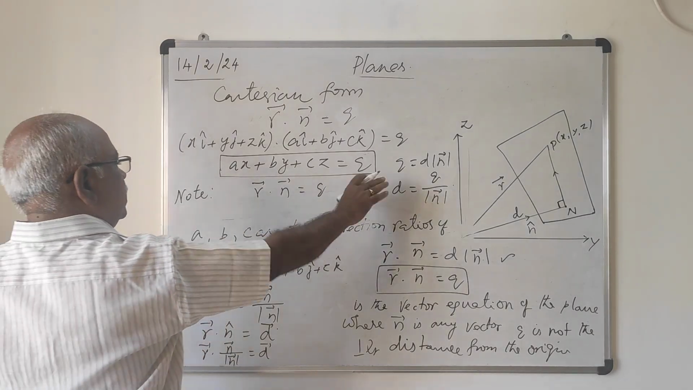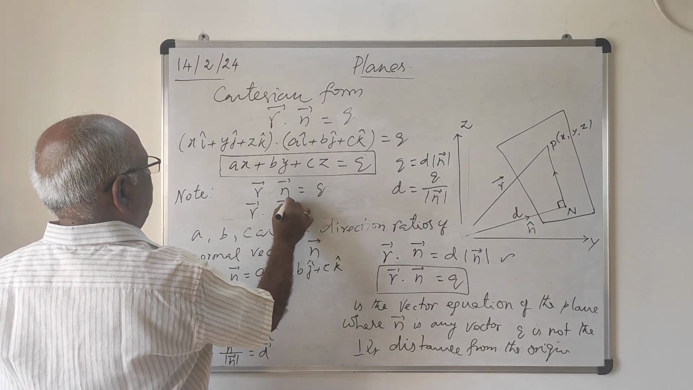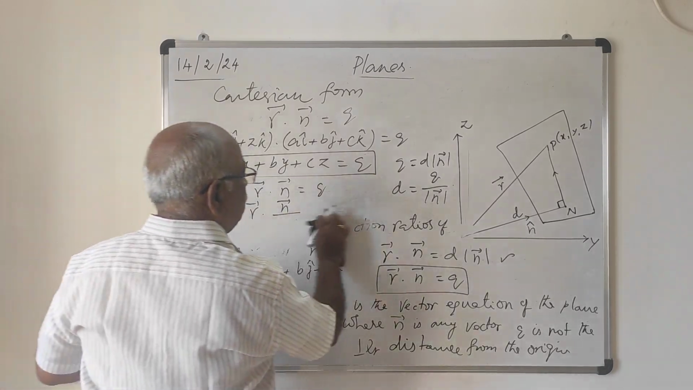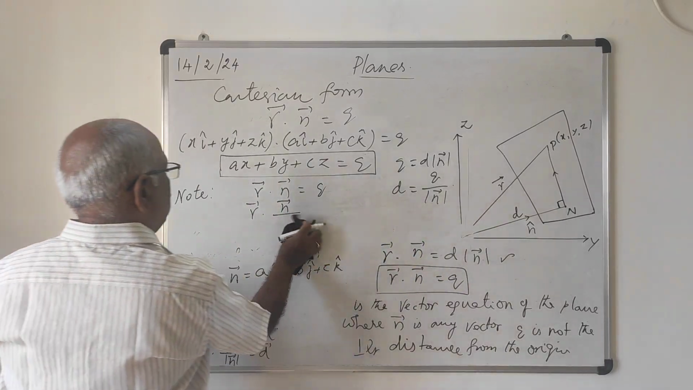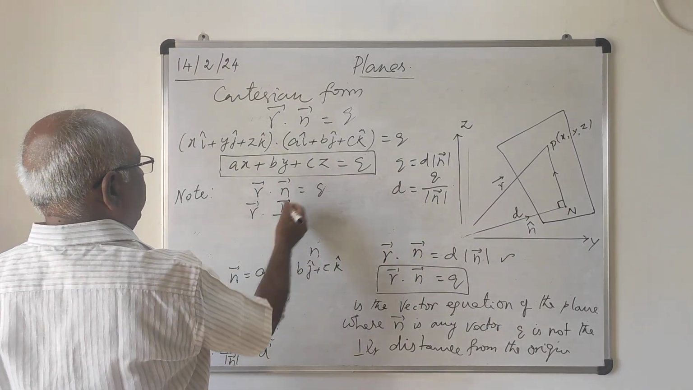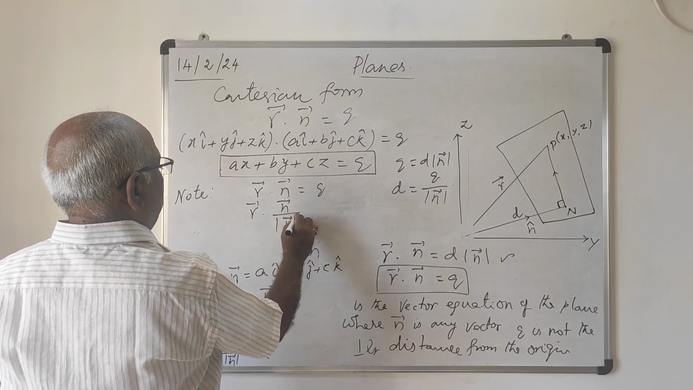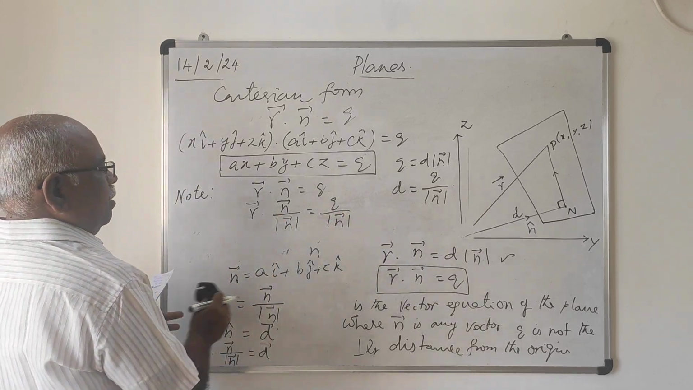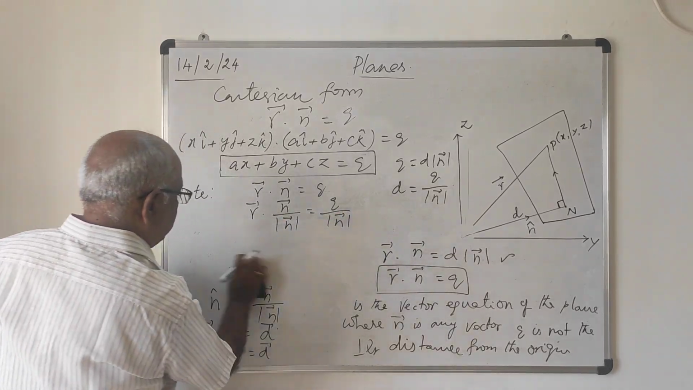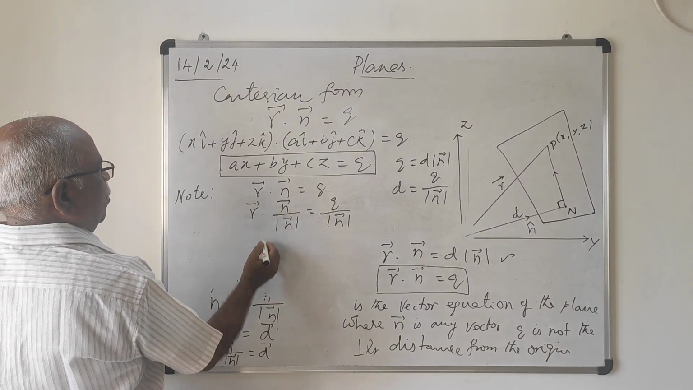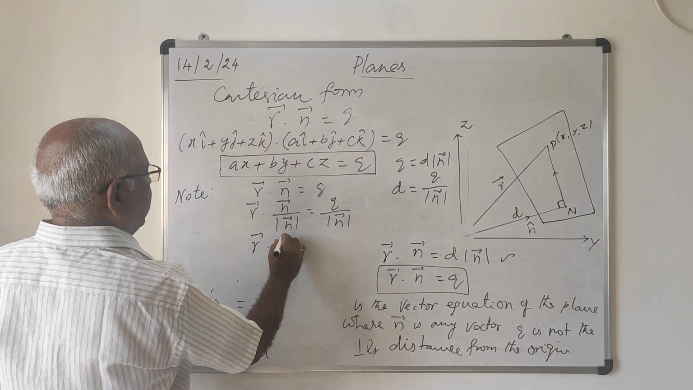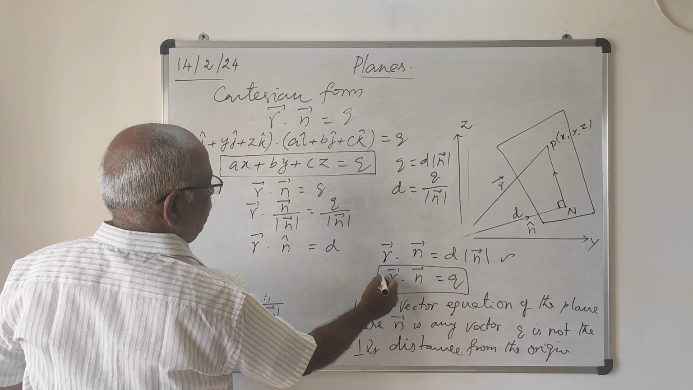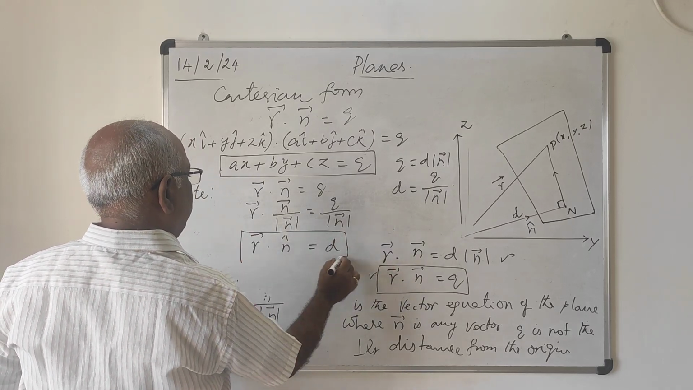So, you divide both sides by mod n. If any equation is given as R dot n equal to Q, then R dot n vector by mod n vector equals Q by mod n. Divide both sides by the modulus of the n vector, and you will get R dot n by mod n, which is R dot n cap, equal to Q by mod n, which is D. So this equation is converted into R dot n cap equal to D.